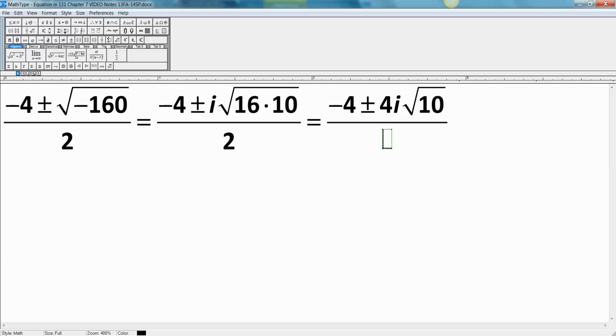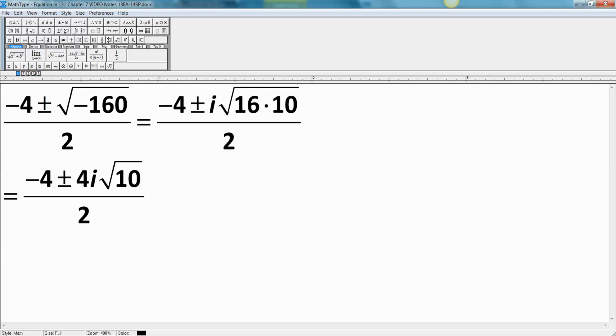Not that you can't write I 4 square root of 10, but it's considered very bad form. Right? It doesn't look good. All right, now look at your three coefficients again. You've got 4, 4, and 2. So 2 goes into all of them, right?